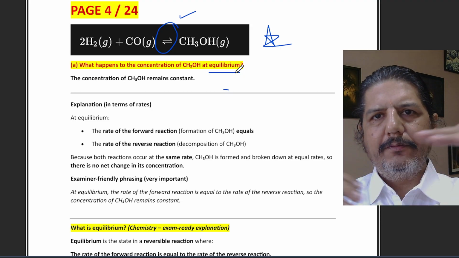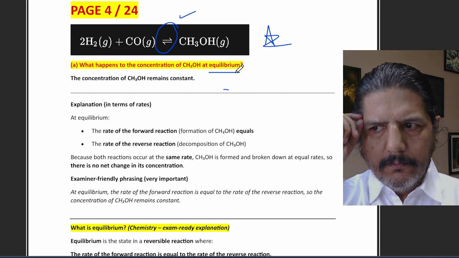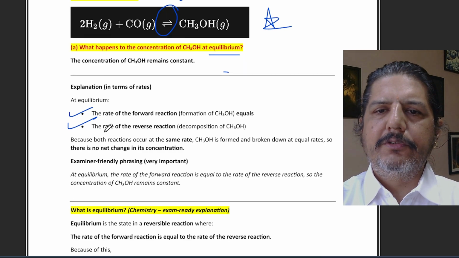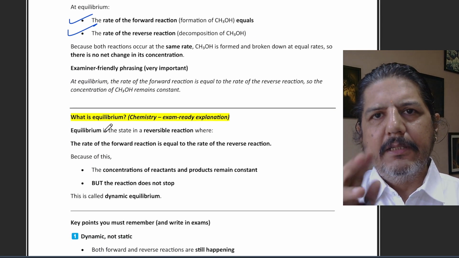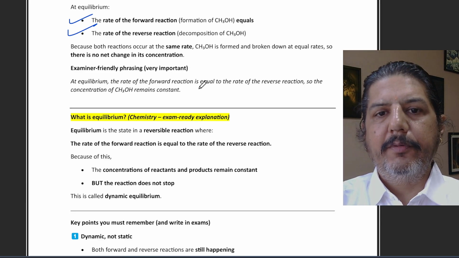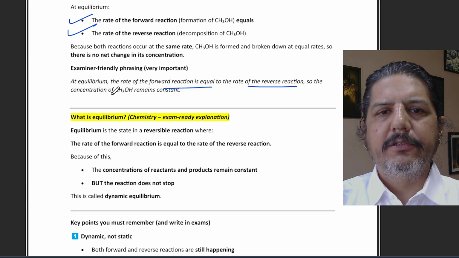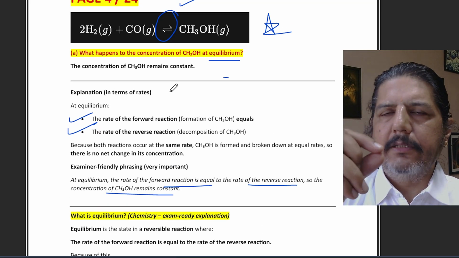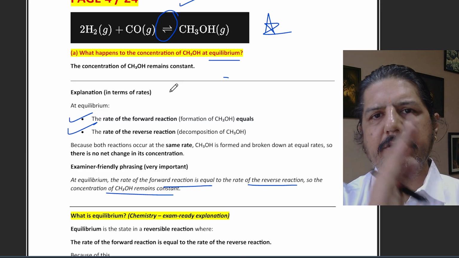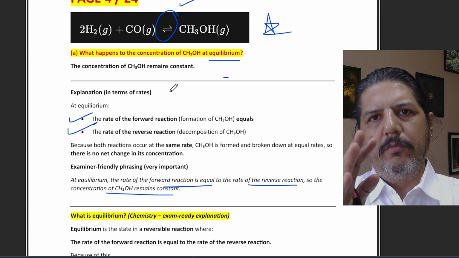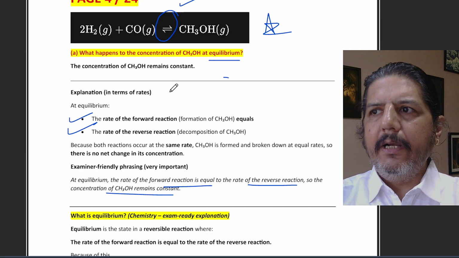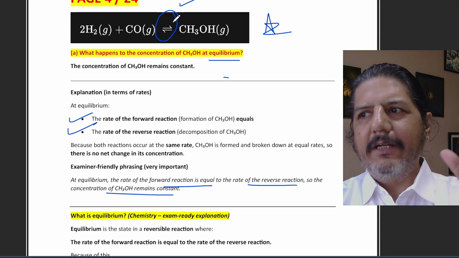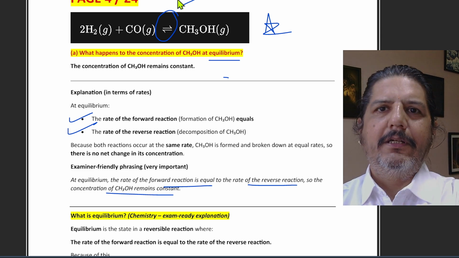Both sides of the equation have the same rate of reaction. That is the first thing you need to understand, and that is what is mentioned here: the rate of the forward reaction and the rate of decomposition of methanol are the same. Remember, both things are happening. So at equilibrium, the rate of the forward reaction is equal to the rate of the reverse reaction, so the concentration of methanol remains the same. You might assume that nothing is happening, but it is not like that. The passengers entering the railway station equal the passengers leaving the railway station.